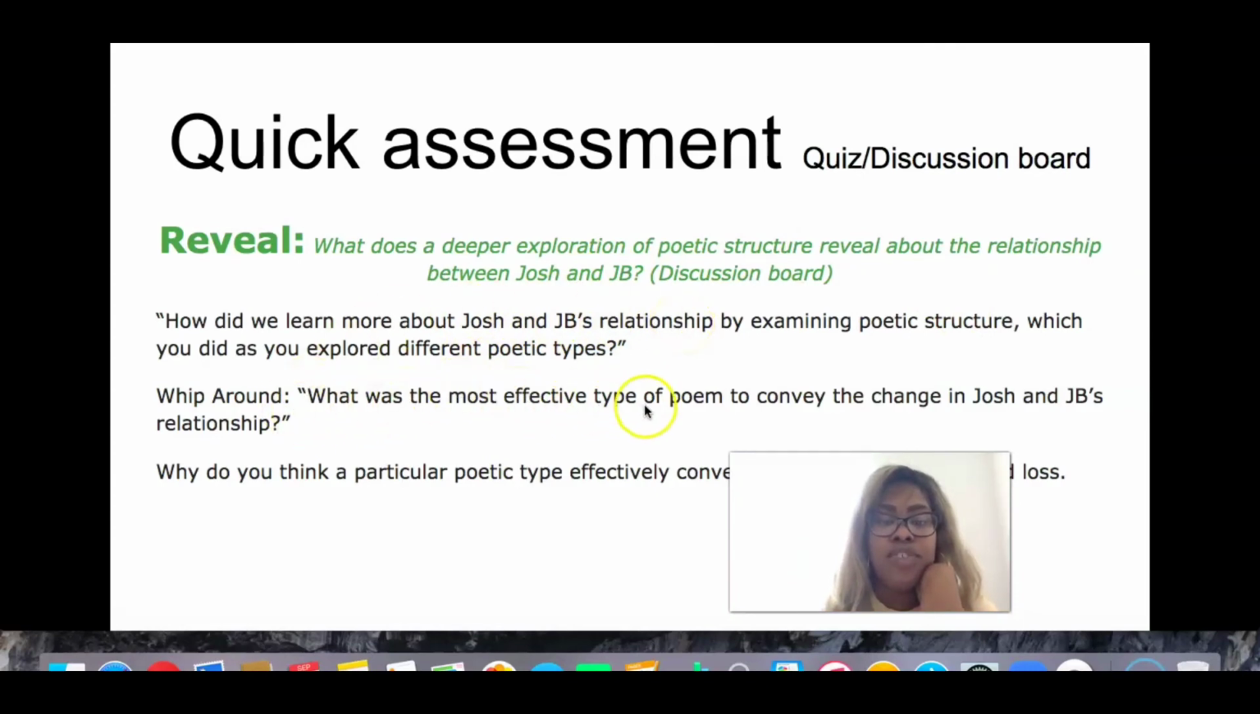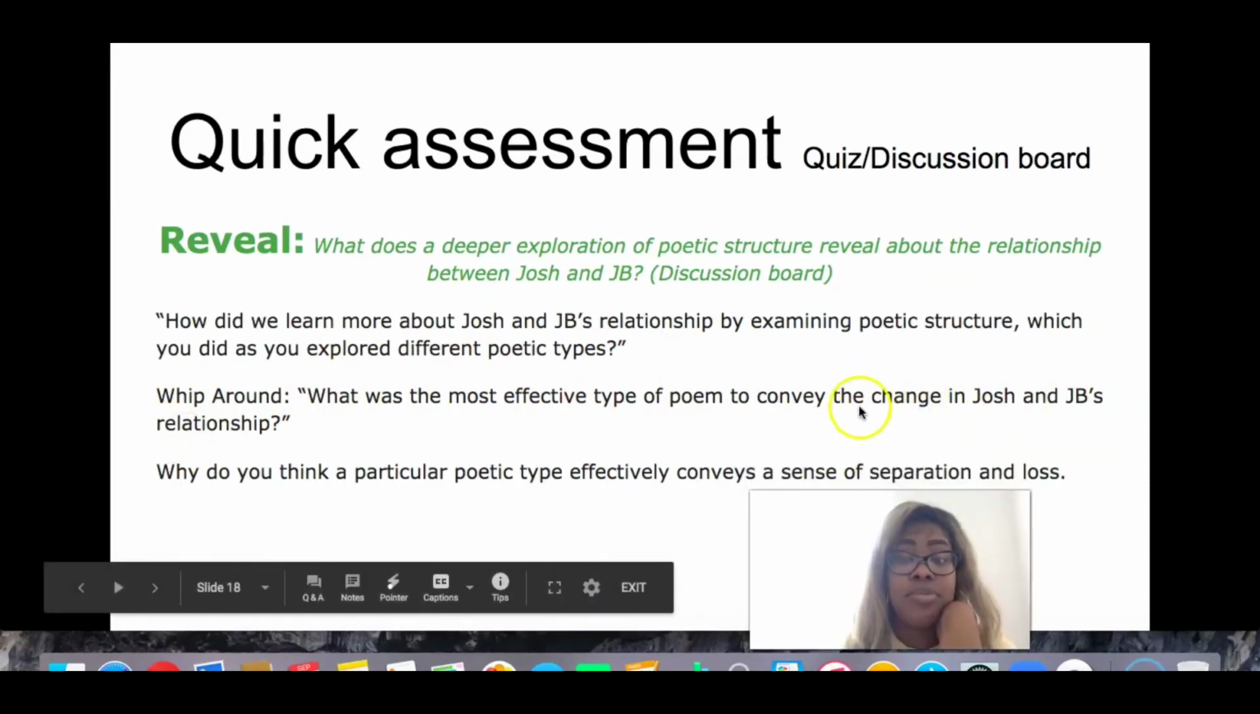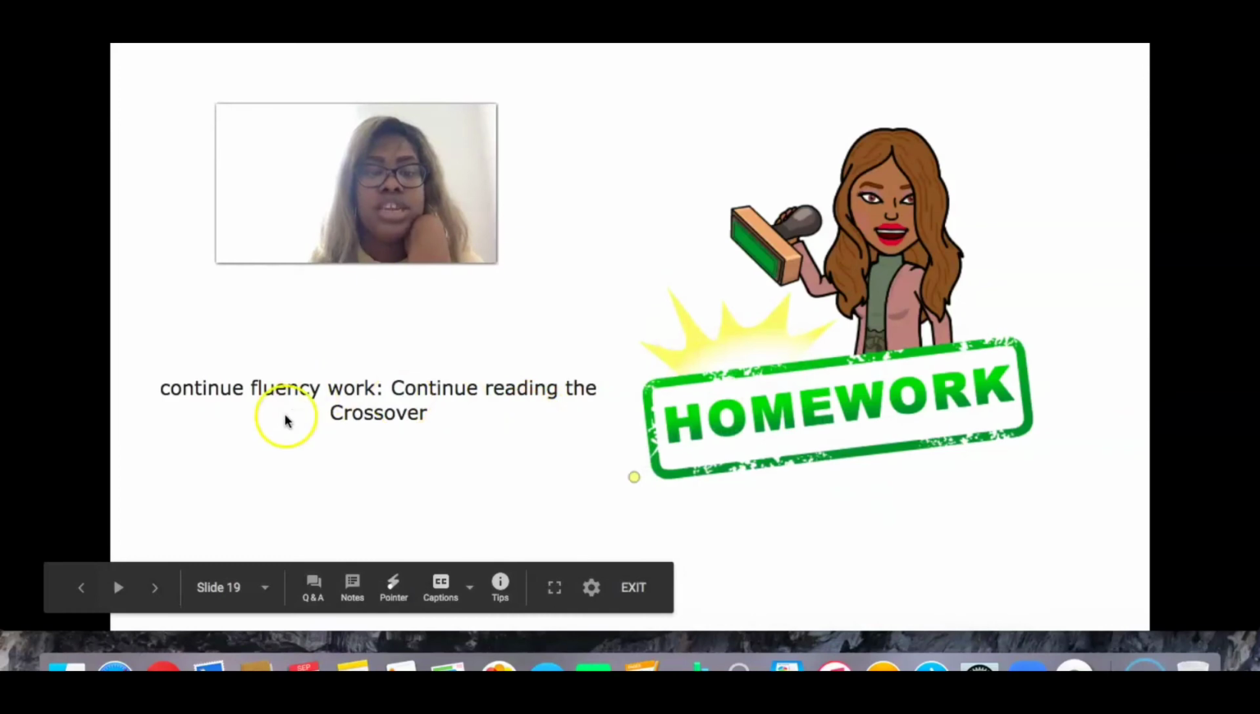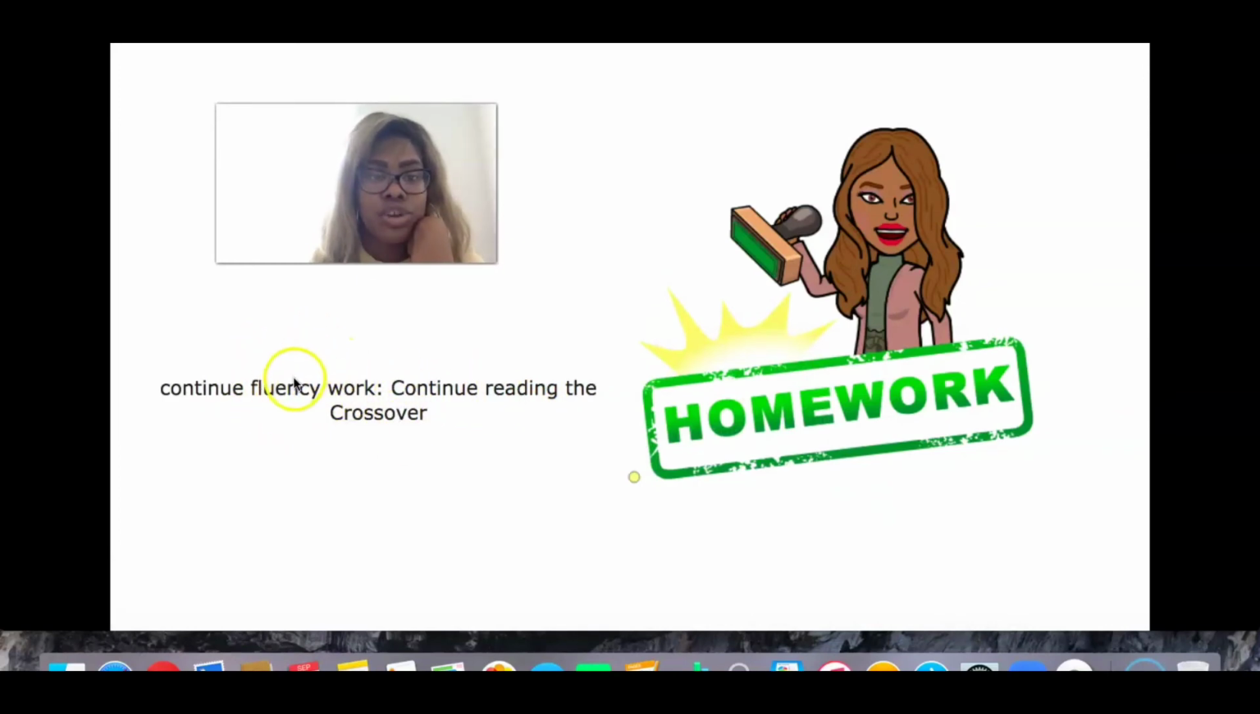What was the most effective type of poem to convey the change in Josh and JB's relationship? Has there been a change in their relationship? And why do you think a particular poetic type effectively conveys a sense of separation and loss? For your homework, I want you to continue reading The Crossover and continue working in your fluency worksheet.